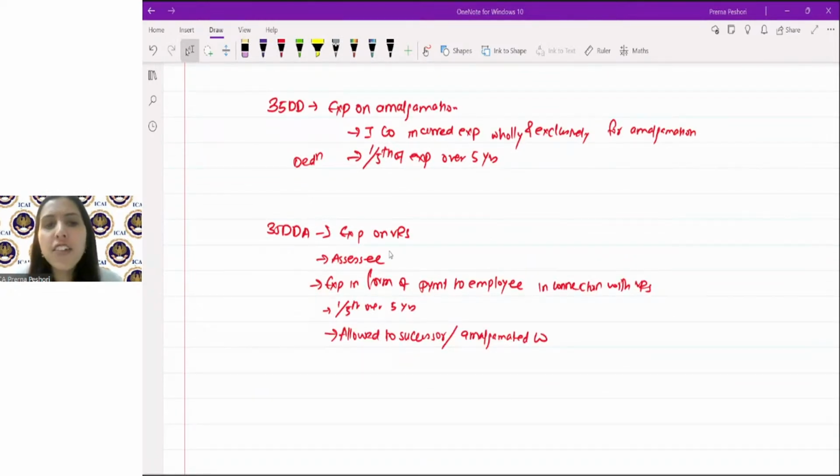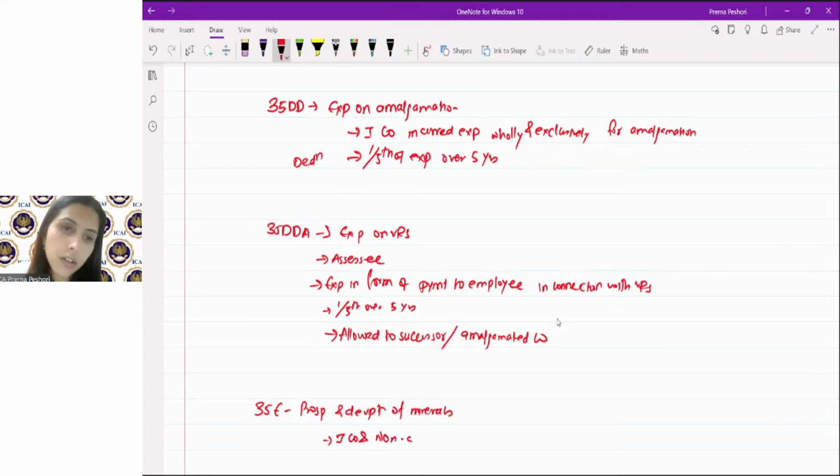Then last we have 35E, which is for prospecting and development of minerals, which is 1/10 of the expenditure which is allowed. So in case of 35E, it is 1/10 of the expenditure for prospecting and development of minerals. Both Indian company and non-corporate, 1/10 of expenditure. Clear? So I finished the PGBP.